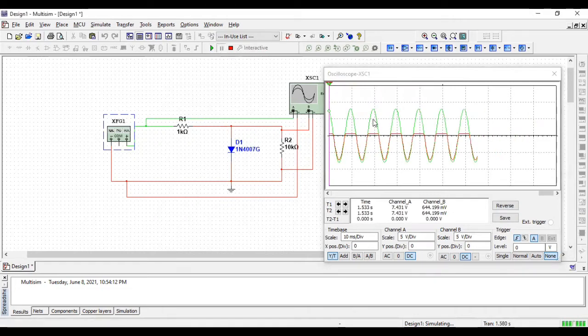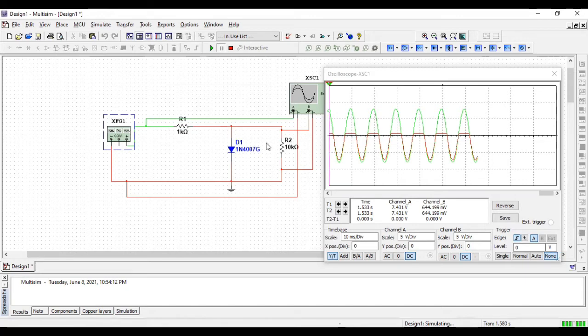As you have seen, the positive cycle has been successfully clipped. So how does this whole circuit work? Basically, when the positive cycle is given to the circuit, the diode becomes forward biased, and a 0.7 volt potential drop is noticed. And we know that in a parallel combination, the voltage remains the same. So this 0.7 volt potential drop will be equal to the potential at V out. That is why we are seeing this clipping.